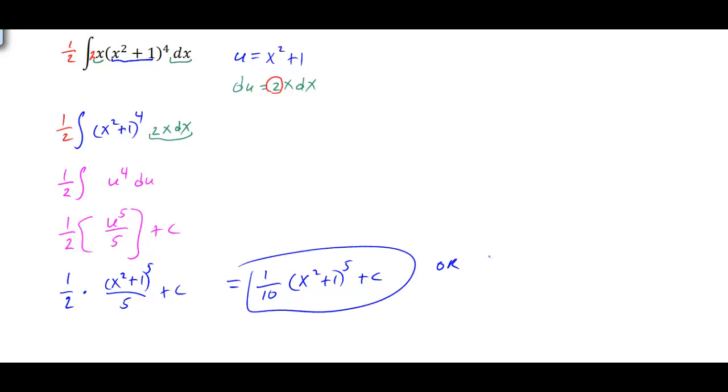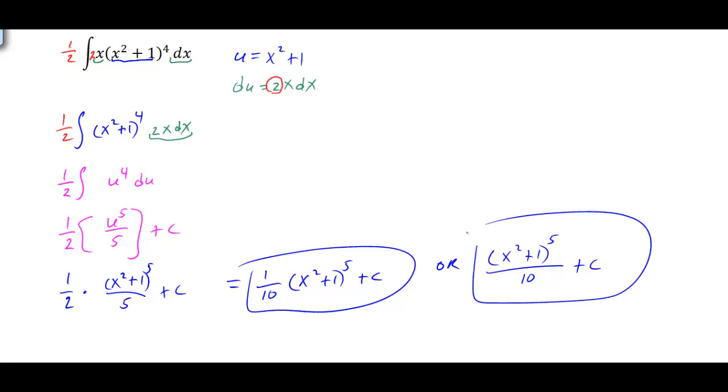Or if you prefer, you could actually write it as (x squared plus 1) to the fifth all over 10 plus c. So either way you prefer to write it is correct, but just make sure that after you perform the u substitution and you integrate, you put it back in terms of x. So you want to do the final substitution to get your answer back in the original variable x. And once again, we can check this. If you were to take the derivative using the chain rule, we would end up with the original problem.